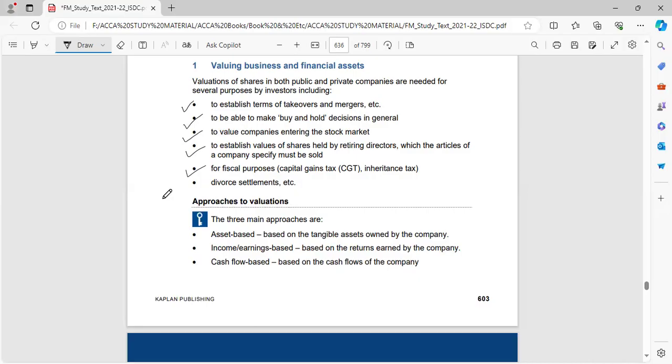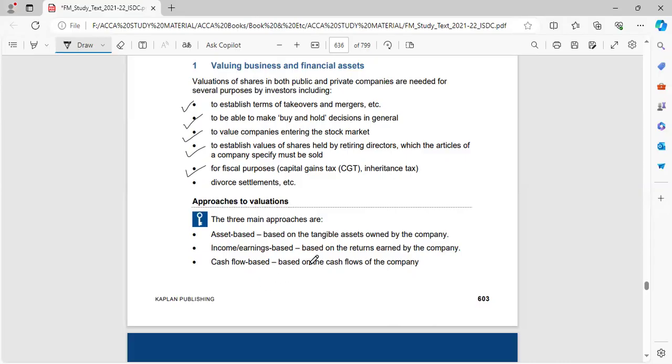inheritance tax, or we are calculating the value of the business to determine divorce settlements. So these are the basic motives of the valuation of a business. In short, we can say that the main usage is either we want to sell our business or we want to purchase another business. That's why we will determine the value of the company or the organization.